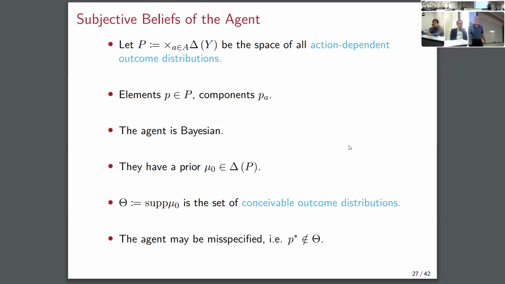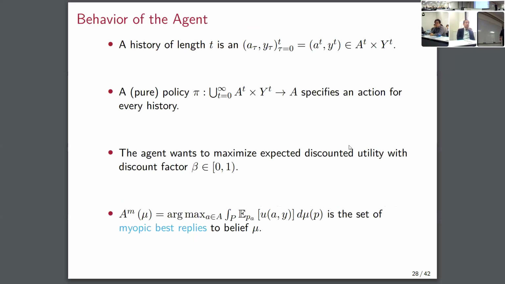History is just a sequence of actions and outcomes. A policy for the agent says, given the history I've seen, what do I do? That's a pure policy, not a mixed action. The agent wants to maximize discounted utility, with discount factor beta. Let A super M of mu be the set of myopic best replies. So I'm not assuming the agent is myopic, but I can still define myopic best replies. Things that maximize expected utility.